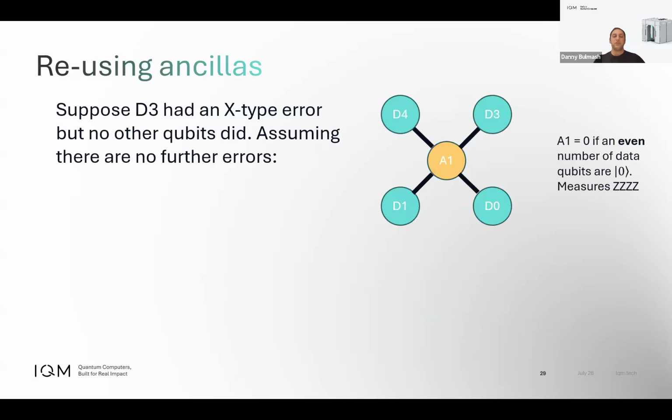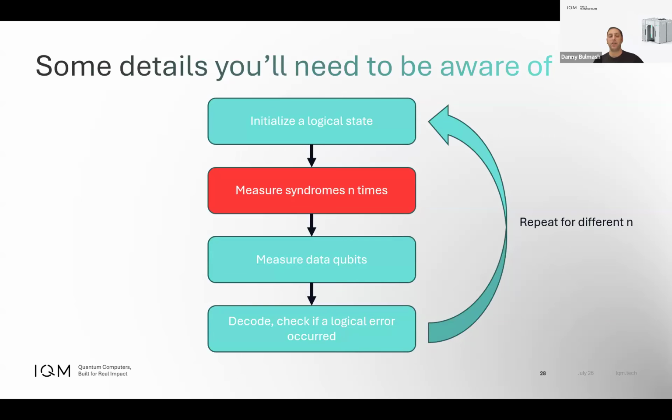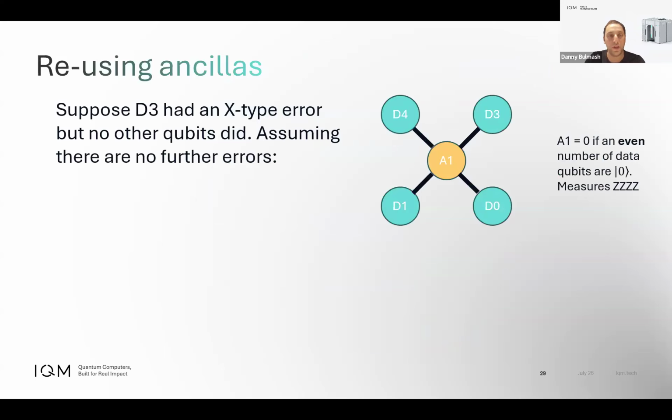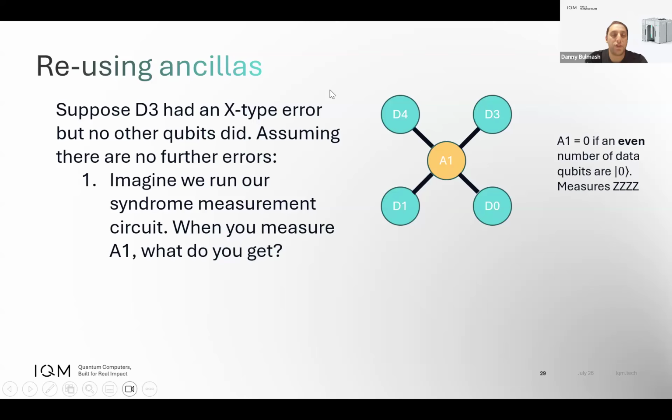Okay, when we measure the syndromes n times, this is a technical detail that I'm just going to flag because it's going to lead to a couple of annoying points. I black box the code that deals with this, but I just want to make you aware that this is an issue. So imagine that data 3 had a bit flip error, but no other qubits did. Assuming there's no further errors, let's measure our syndromes. So when we measure A1, what do we get? Well, if there's no errors, we should get 0. And if there's 1 error, that means that we have the wrong number of qubits that are 1 or that are 0. And so we should get a single error.